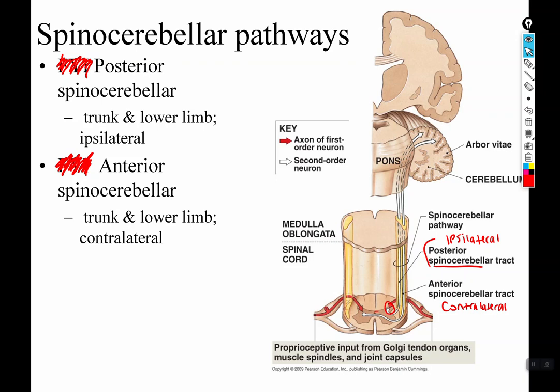So we can see Golgi tendon organs, muscle spindles, and joint capsule receptors. So we have trunk and lower limb and trunk and lower limb. So posture for trunk and walking and standing for lower limb. And we have both same side and opposite side components to it.